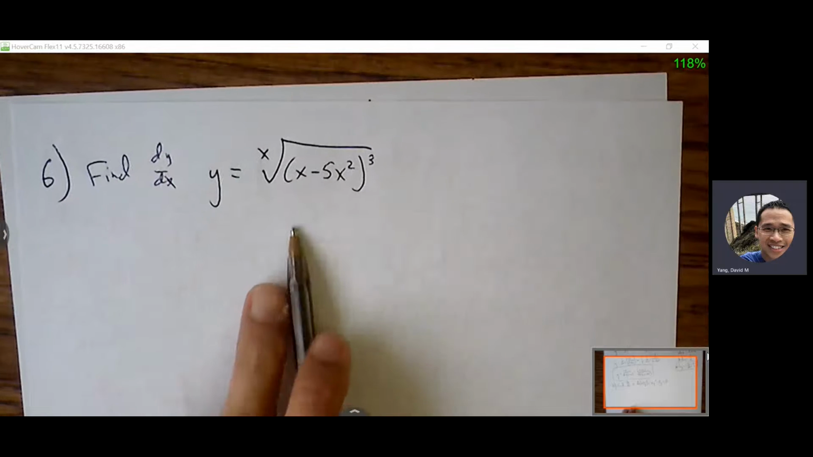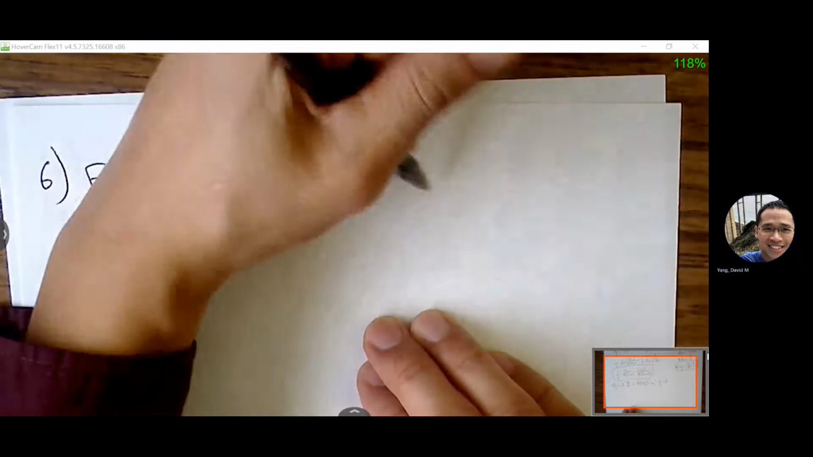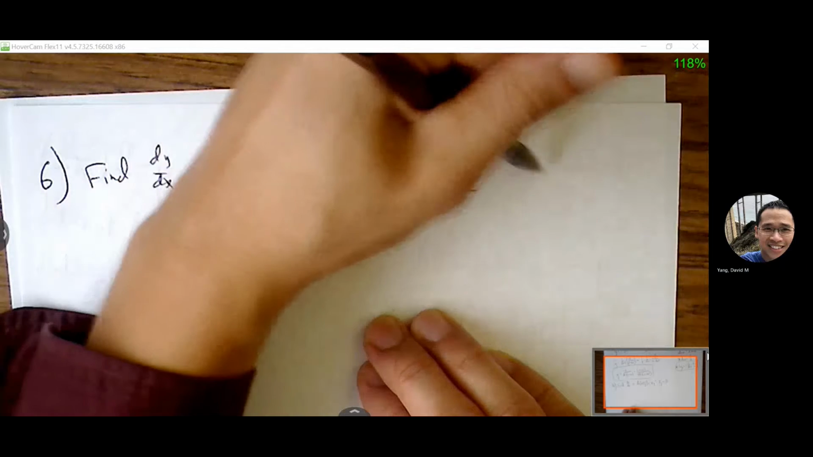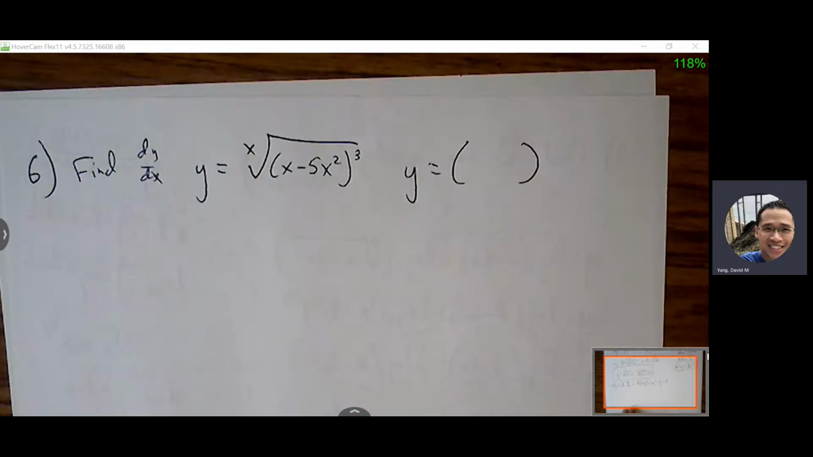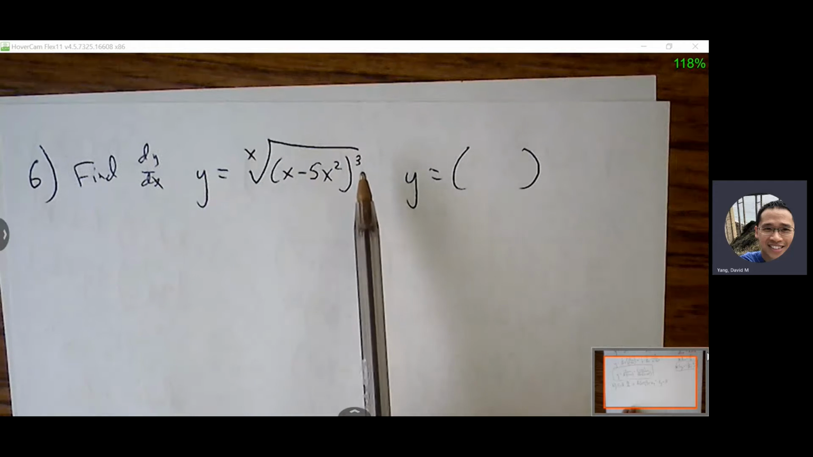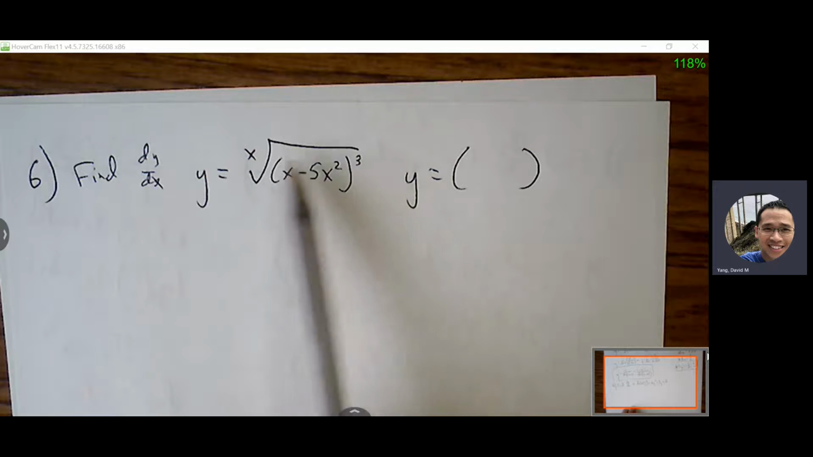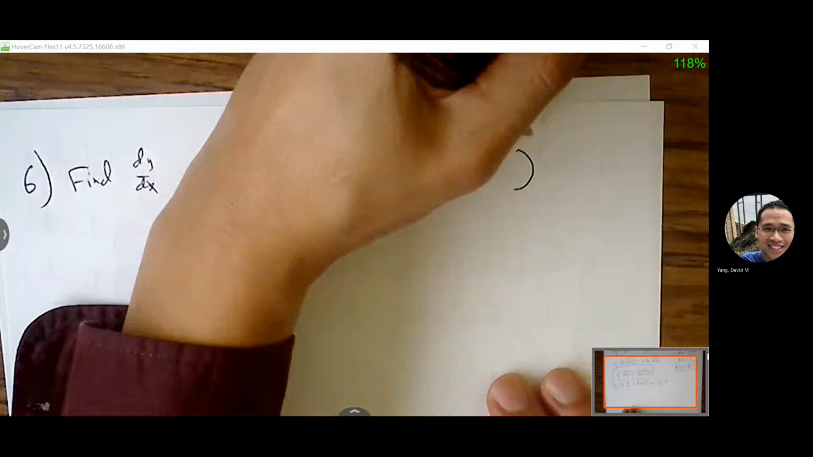Okay, we can rewrite this. How would you rewrite this? Parentheses raised to what power? Part of, well, 3 over x, right? Okay.